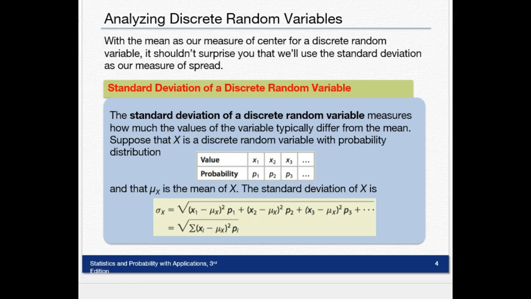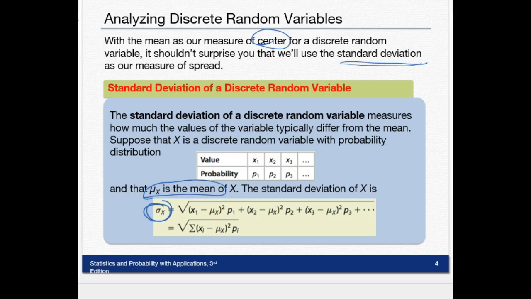With the mean as our measure of center, hopefully you remember words like measures of center and spread, like we did in Chapter 1. Mean is our measure of center for a discrete random variable. It wouldn't surprise you that we'll use standard deviation as our measure of spread. Those two go together, mean and standard deviation. Now, the standard deviation of a discrete random variable measures how much the values of a variable typically differ from the mean. Suppose that x is a discrete random variable with this probability distribution, and that mu x is the mean. Notice the symbols here. The standard deviation of x is sigma x.